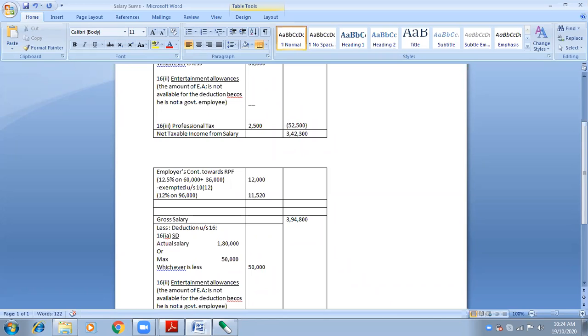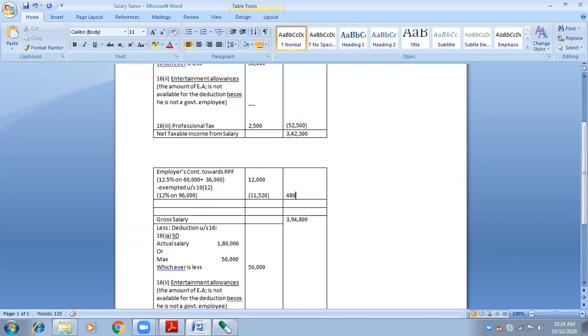11,520. This should be in the bracket because we have to deduct this amount from the 12,000 that we have received from the employer. So what will be the amount that would be taxable? 480.